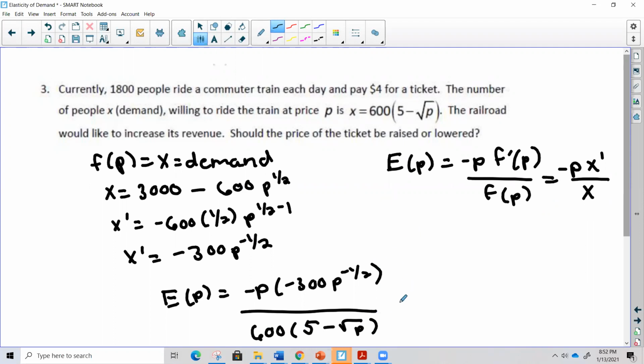To simplify it a little bit, I can multiply my numerator. So I would get negative P times negative 300. So a negative times a negative is a positive. And then the P times P to the negative 1/2. This is a 1 if we don't write it. So we add our exponents. So 1 plus negative 1/2 is just 1/2.